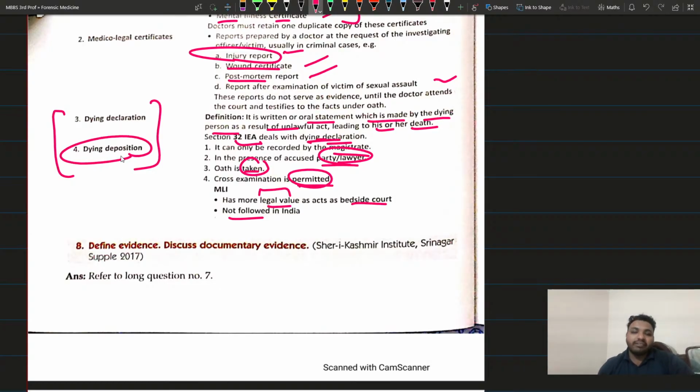But now, dying deposition is the same, it can only be recorded by a magistrate and in the presence of a party or the lawyer. Oath is taken, cross-examination is permitted. It has more legal value, as a bedside court. In dying declaration, basically the magistrate is allowed to write it, obviously. But in cases where the magistrate cannot reach on time, of course a doctor can take the dying declaration in the presence of two, three witnesses.